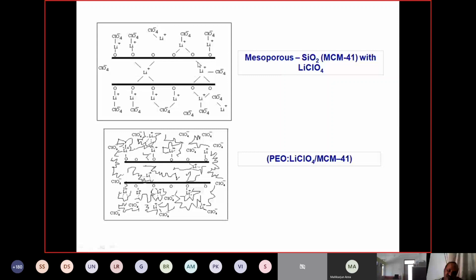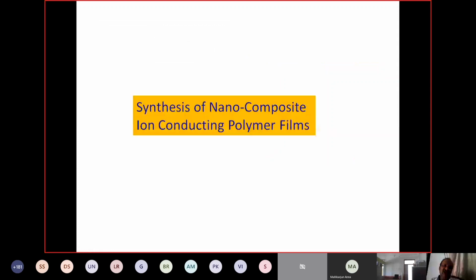So to overcome the drawback where ion aggregation is forming, we are adding what? Nanomaterials to solid polymer electrolyte materials to increase the ion transport property. That means to increase the conductivity of that material.